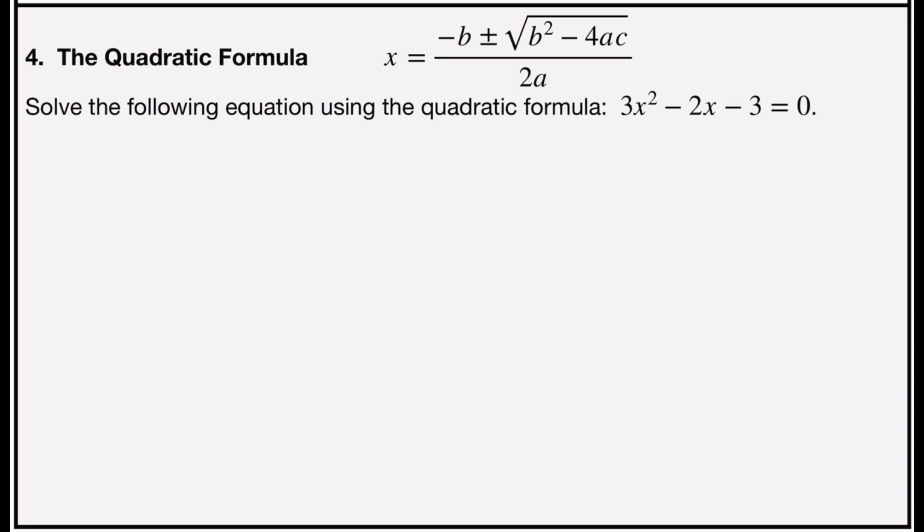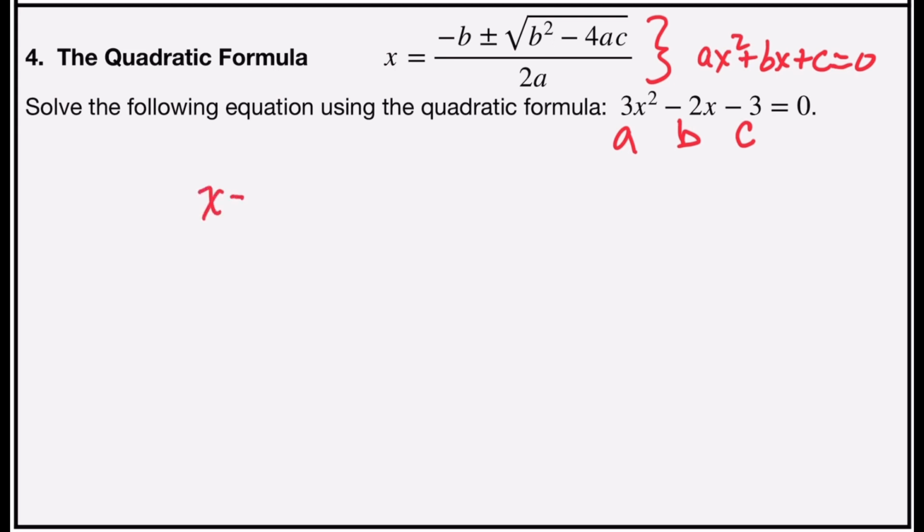So first we have to understand that the a, b, and c in the formula refers to the coefficients in the quadratic equation. A is equal to 3, b is equal to negative 2, and c is equal to negative 3, since it comes from the standard form ax squared plus bx plus c equals 0. Now that we know our values, we're going to substitute and simplify.